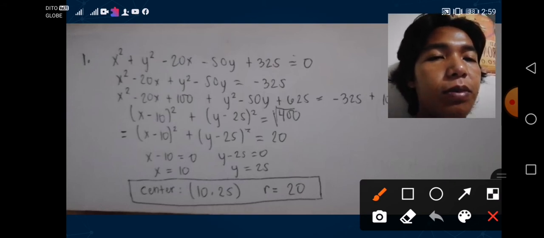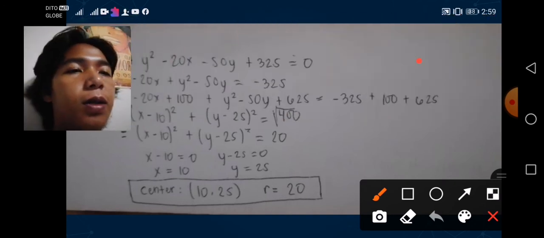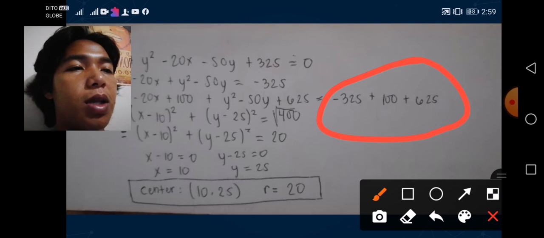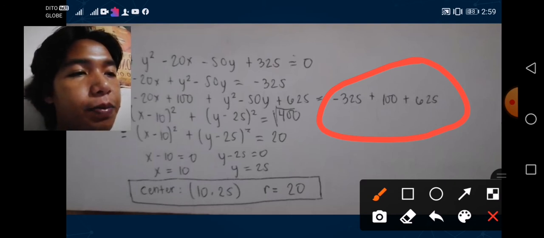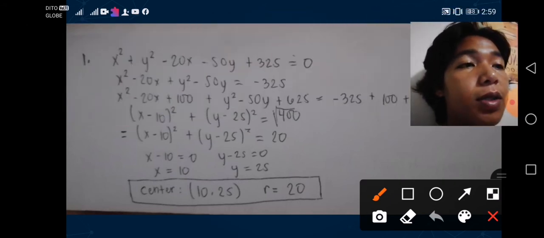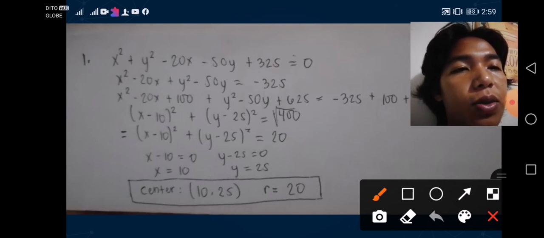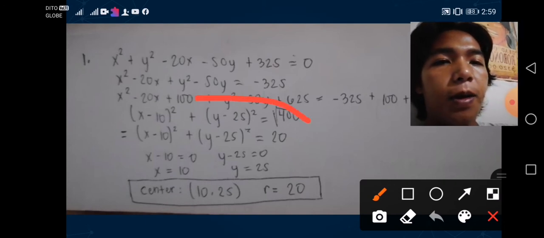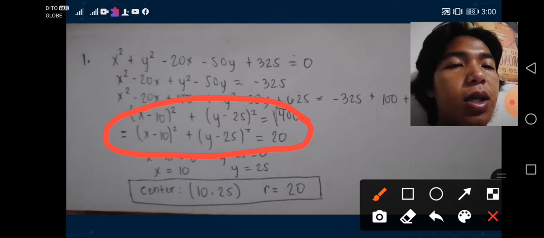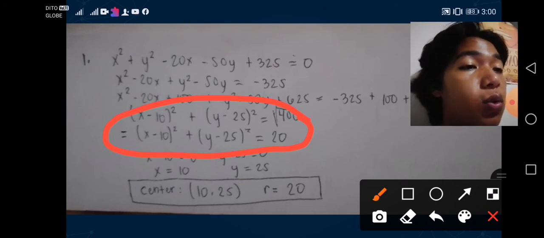y minus 25 squared equals negative 325 plus 100 plus 625, which equals 400. So in the formula of the circle, we need to square the radius. So our final answer is quantity x minus 10 squared plus quantity y minus 25 squared equals 20.